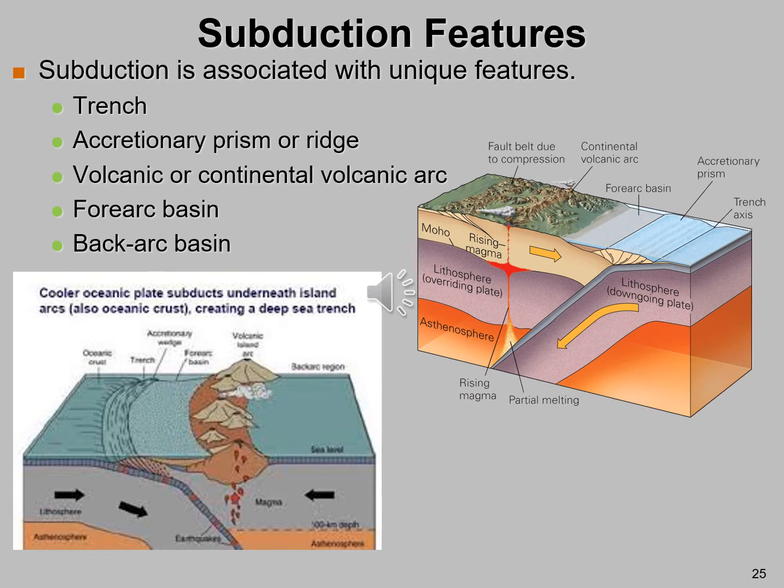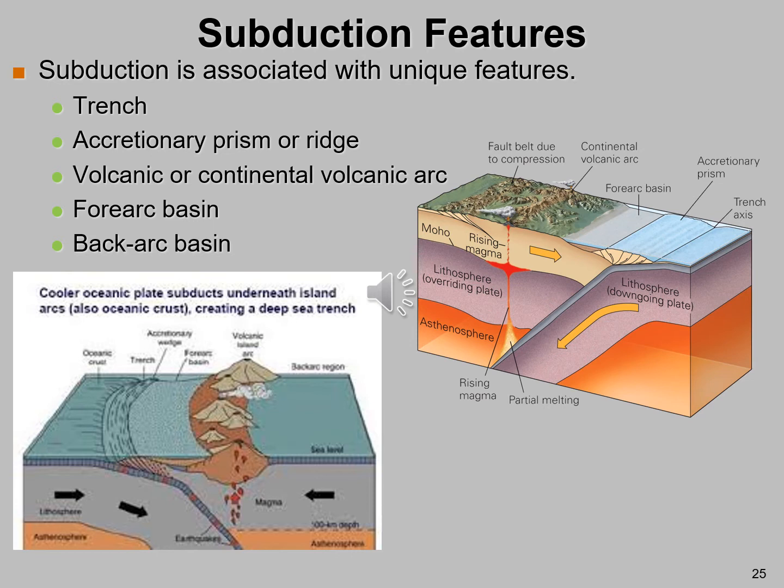There are a number of unique geologic features associated with both marine and marine-continental subduction. A subduction trench defines the trace of a convergent plate boundary. An example would be the Mariana Trench located in the southwestern Pacific Ocean. An accretionary prism or ridge is a wedge-shaped mass of sediments and rocks scraped off the top of the downgoing plate and accreted onto the overriding plate.